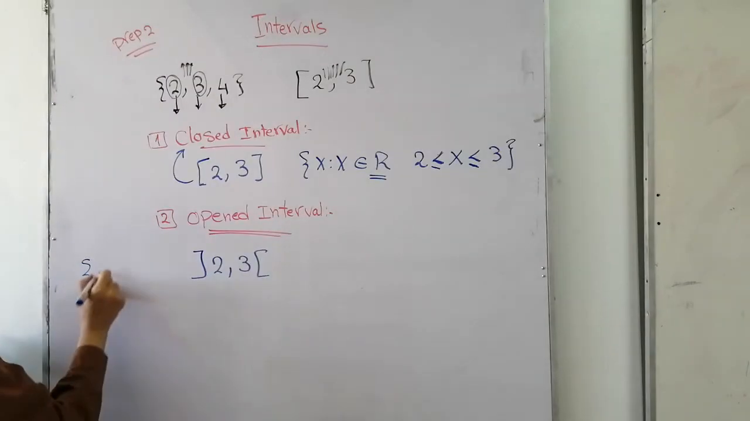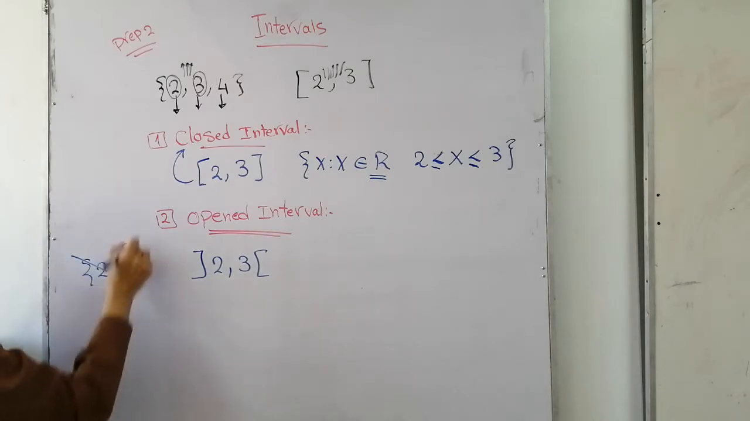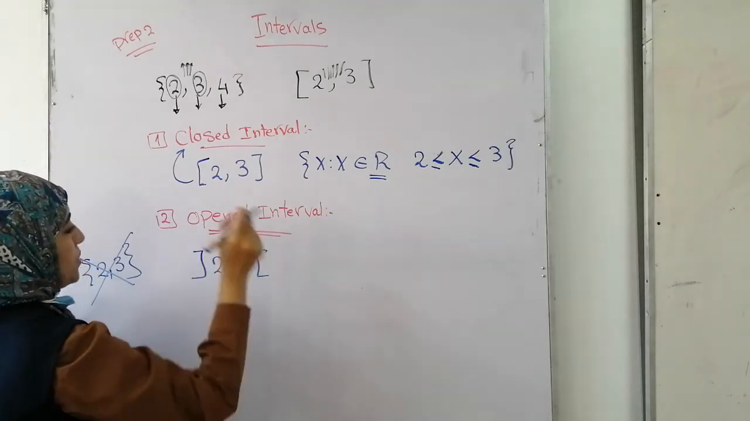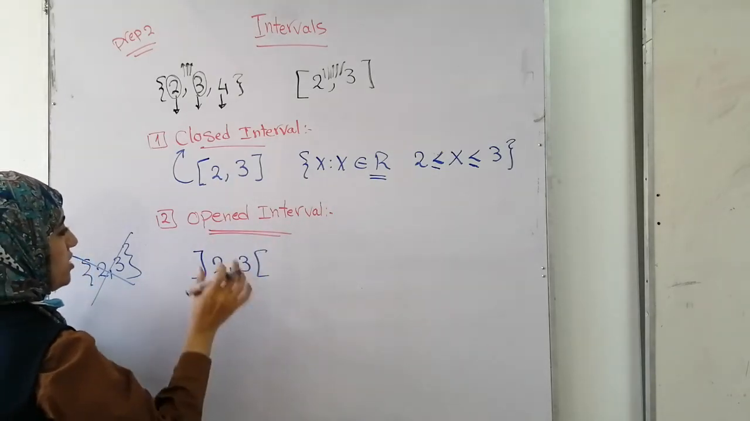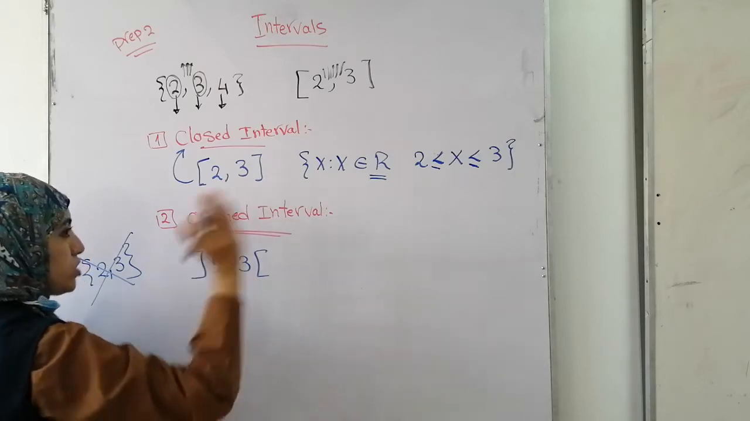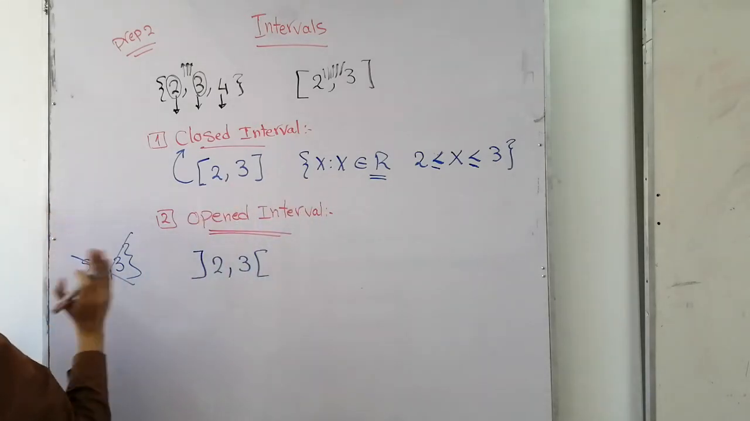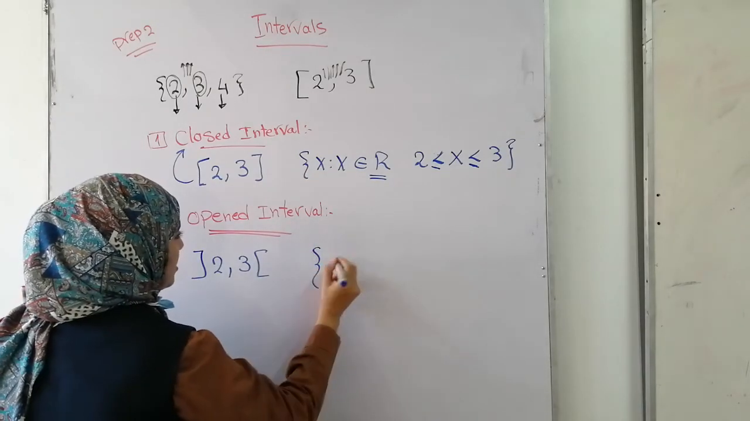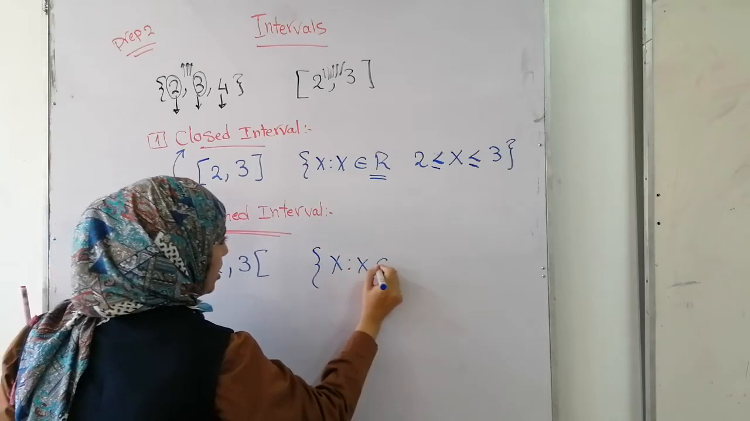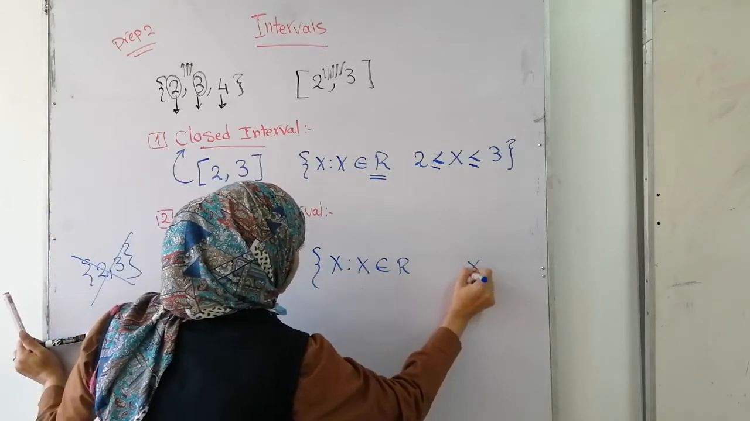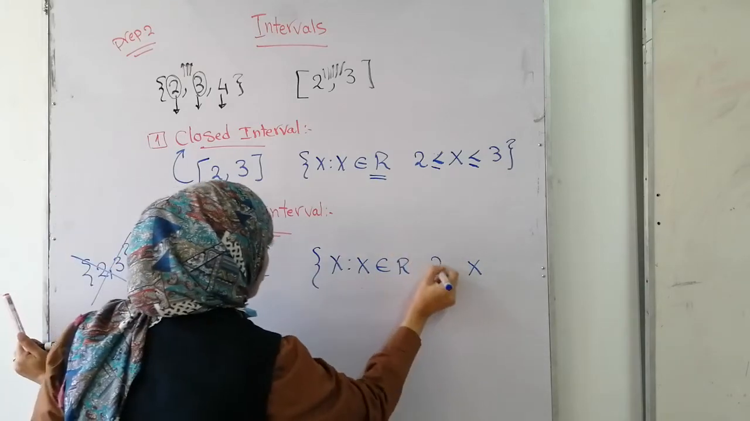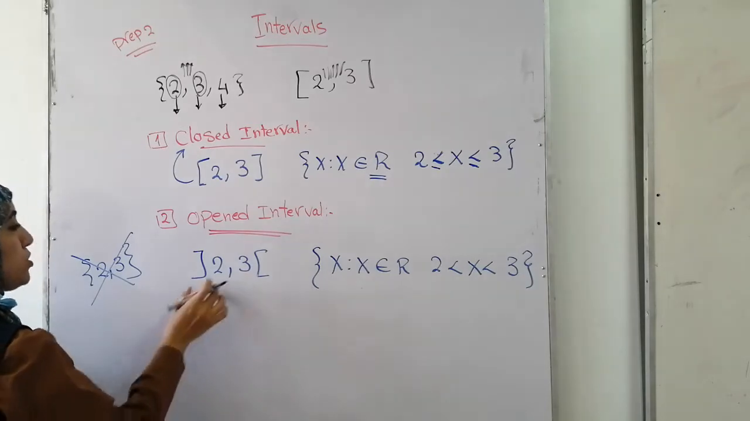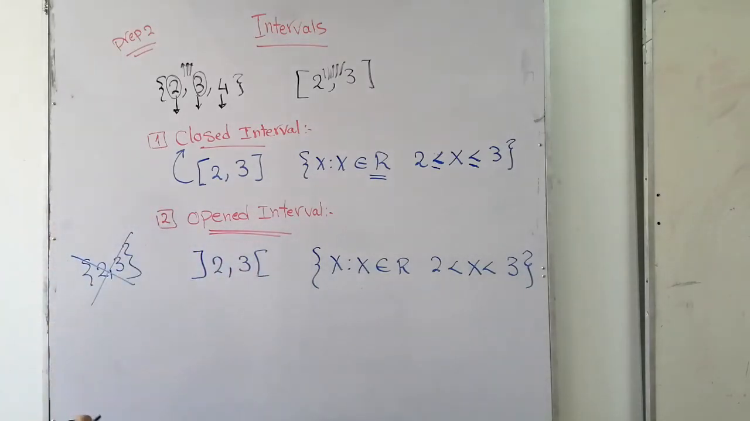It's not 2 and 3 in braces. This means 2 and 3 only. But in the interval means the numbers between 2 and 3. So I write it in the interval but open because 2 is not with me and 3 not with me. So I write it as a set x such that x belong to R also, but we write x between 2 and 3 but 2 not with me and 3 not with me. So 2 and 3 didn't exist.